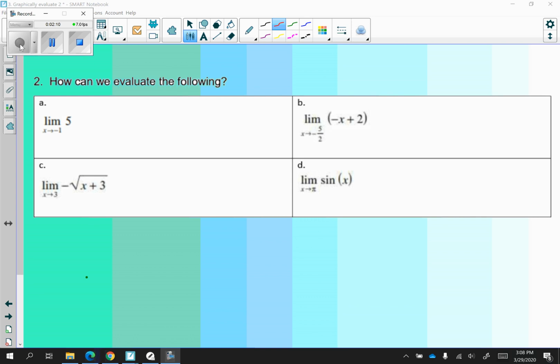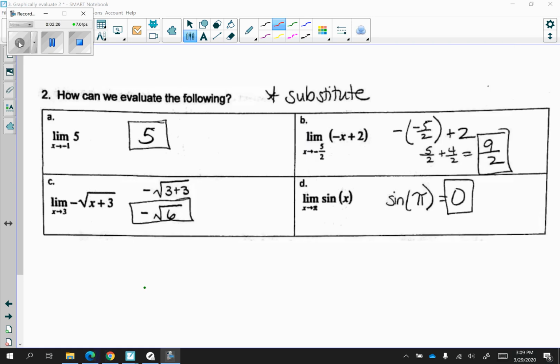If we look at the next set of questions, it says, how can we evaluate the following? So please try to solve A through D by substituting. Please pause the video before we go over the questions. Take a look at the answers.